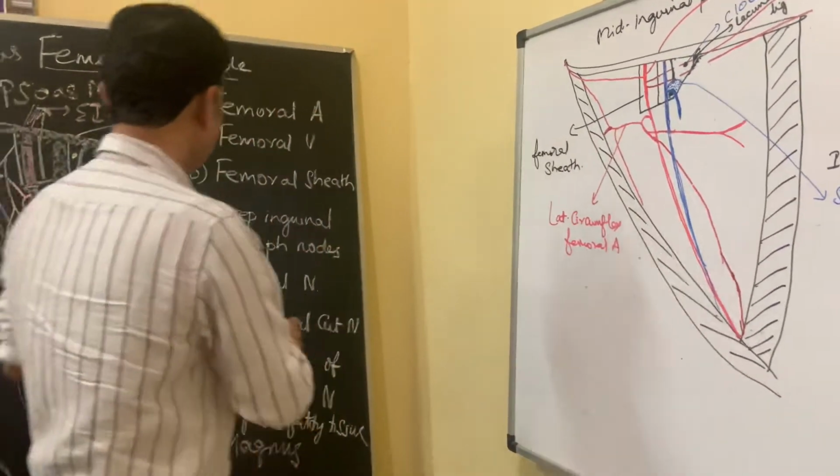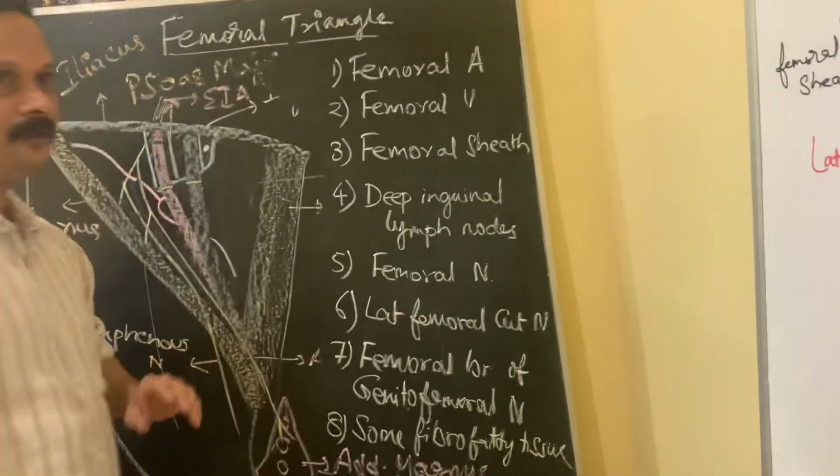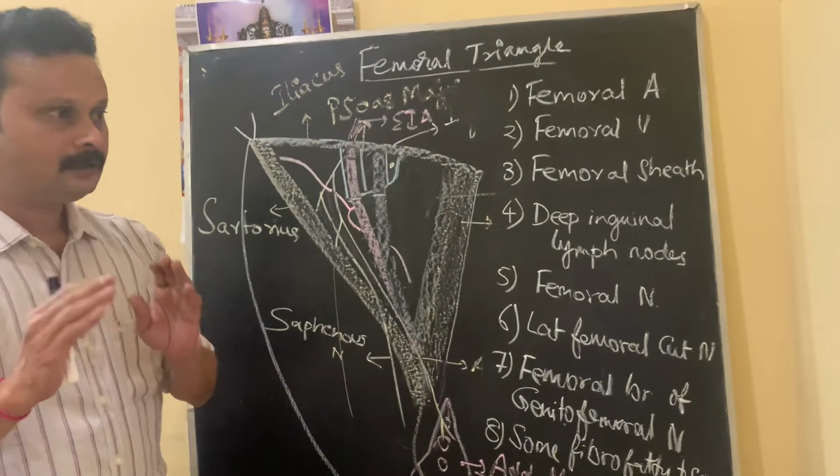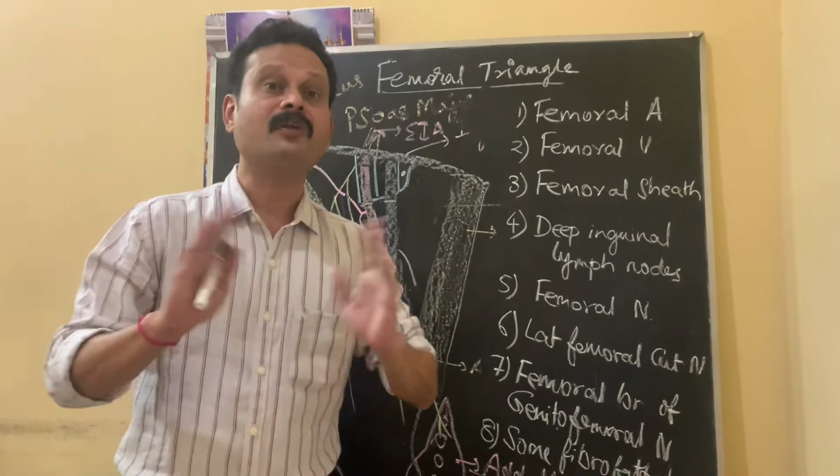Okay. Now coming to the femoral nerve. The femoral nerve is the largest branch of the lumbar plexus.